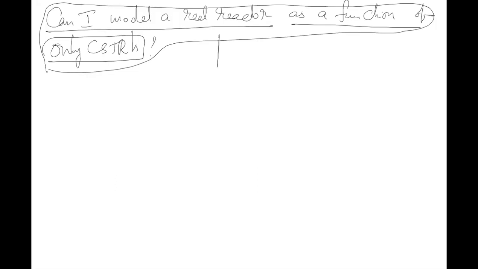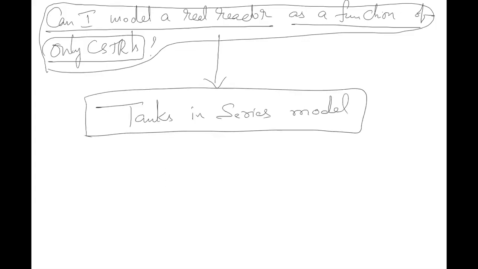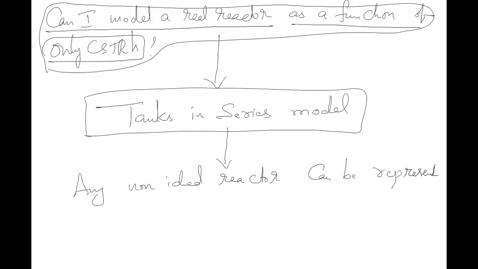Out of this thought, the concept came which is called the tanks in series model. What this model tells is, any non-ideal reactor, you take any non-ideal reactor, can be represented as N CSTRs in series.